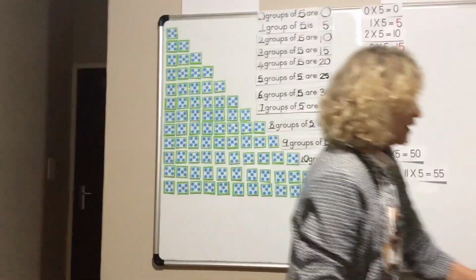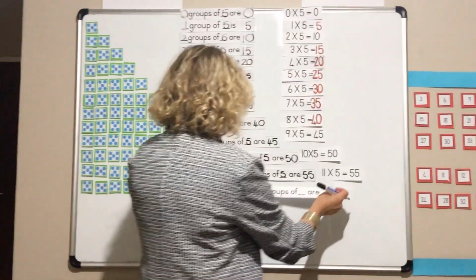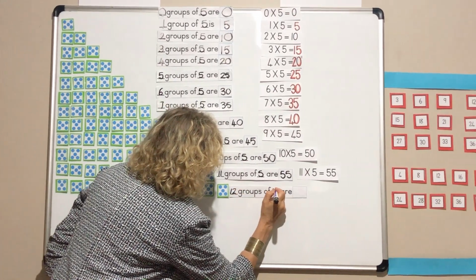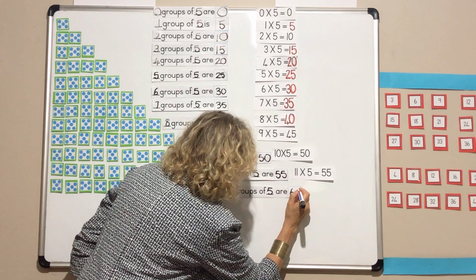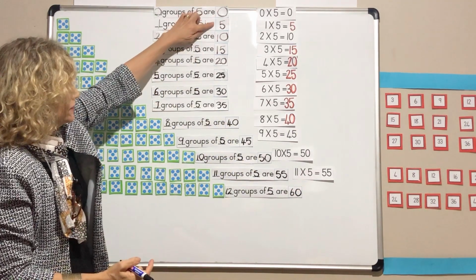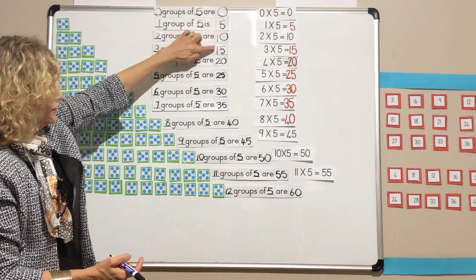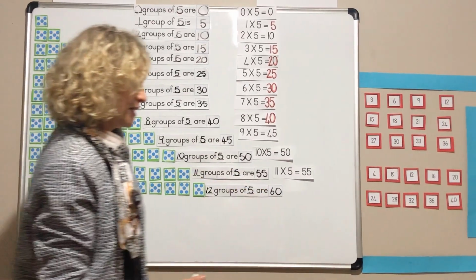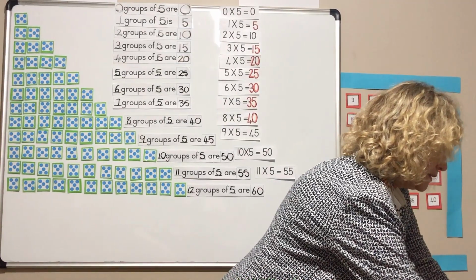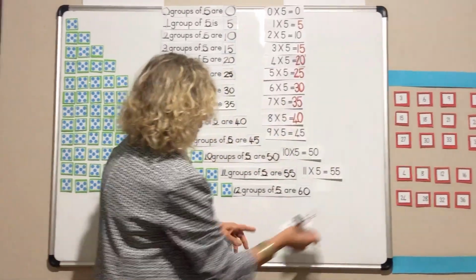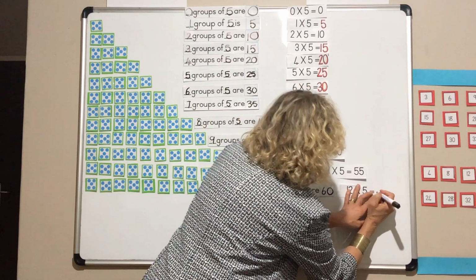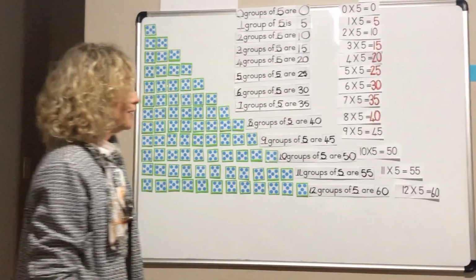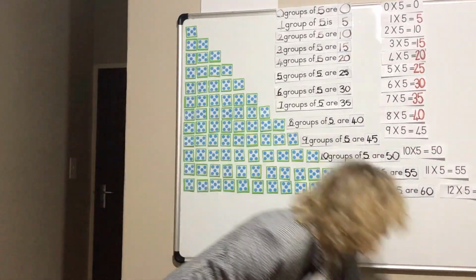12 groups of 5 are 60. And notice the multiples are counting in 5s. 5, 10, 15, 20, 25, 30, 35, 40, 45, 50, 55, 60. And there, the answer there, 12 times 5 equals 60. There we go. Let's go through them one more time.